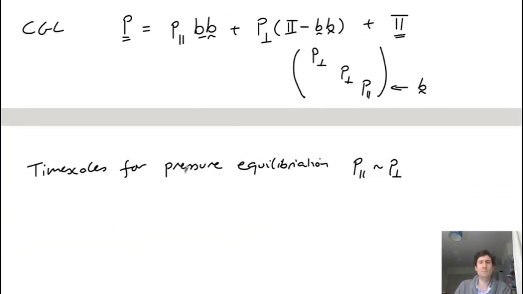So the timescale for the parallel pressure to be approximately equal to the perpendicular pressure depends on the collision times. And so for electrons, for example, it's the collision time of electrons colliding with ions mainly, and for ions it's the ion collision time. So we've got ions scattering off other ions mainly. So we have tau e and tau i timescales for the two different species.